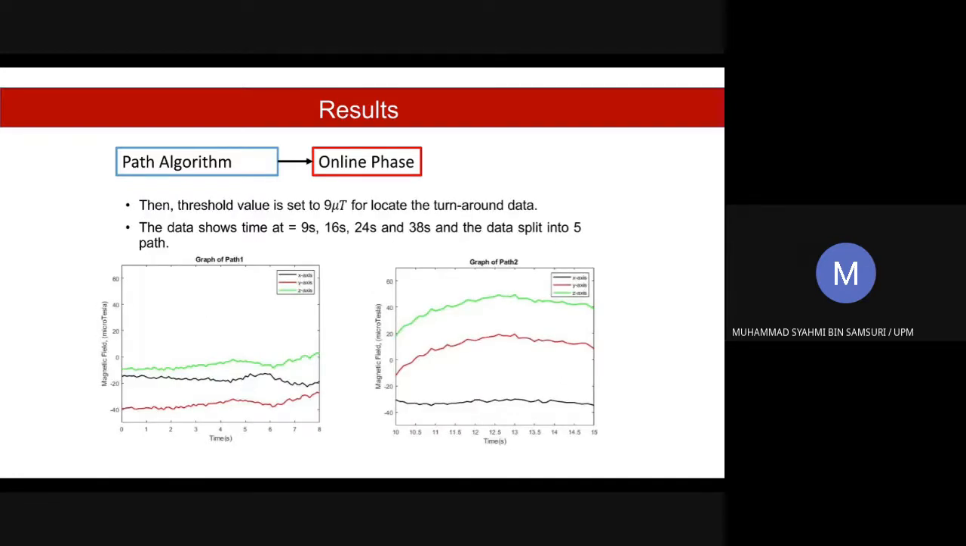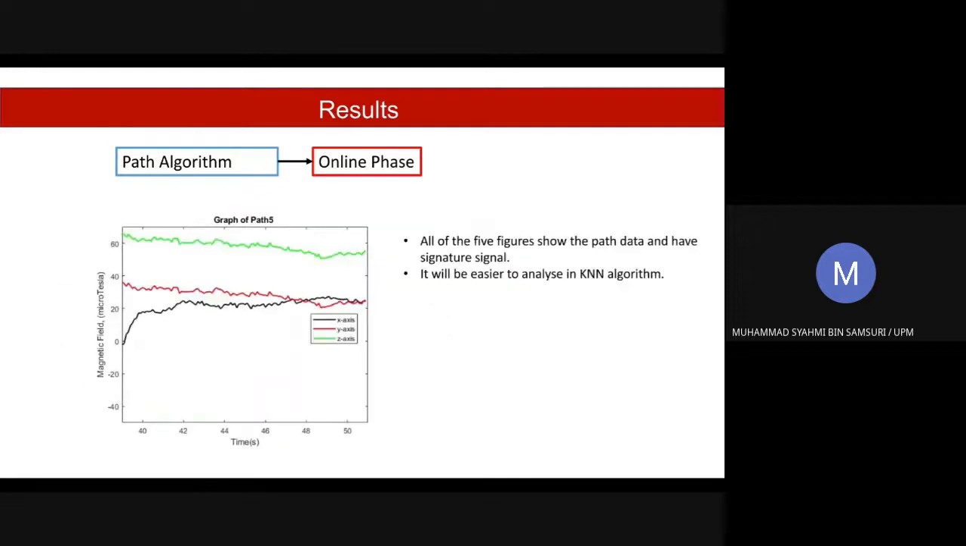And then the threshold is set to 9 microtesla to locate the turnaround data. So the data show time at 9 seconds, 60 seconds, 34 seconds, and 38 seconds, and the data is split into 5 parts. The diagram shows the graph for every path. All the 5 figures show the path data and have a signature signal, so it will be easy to analyze in a CAD and algorithm later.